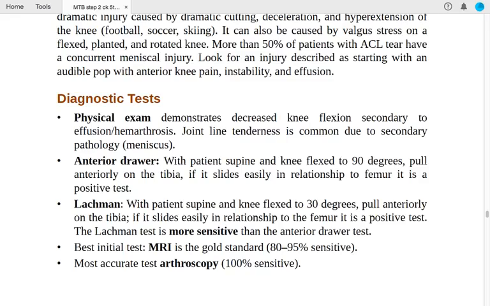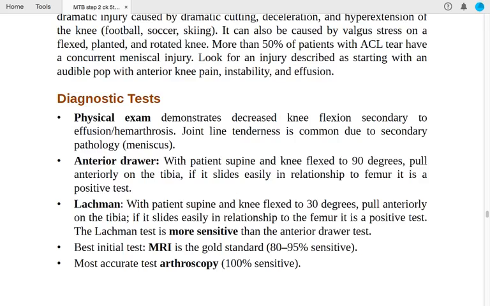Then the Lachman test. I'll show you the video of the Lachman test also. With the patient supine and knee flexed to 30 degrees, pull anteriorly on the tibia. If it slides easily in relationship to the femur, it is a positive test. So again, in the Lachman, you ask your patient for the supine position and you flex the knee, but this time not 90 degrees, only 30 degrees. You pull anteriorly on the tibia, and if there is easy sliding in relation to the femur, then this is known as a positive test.